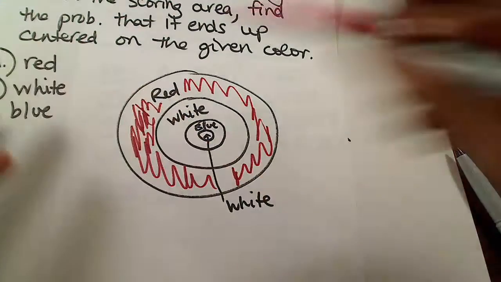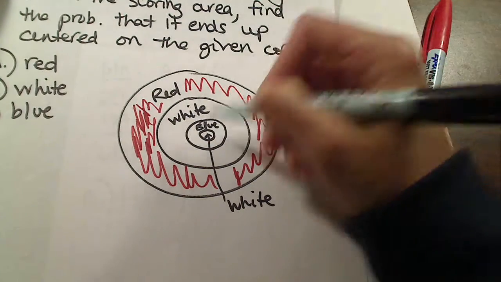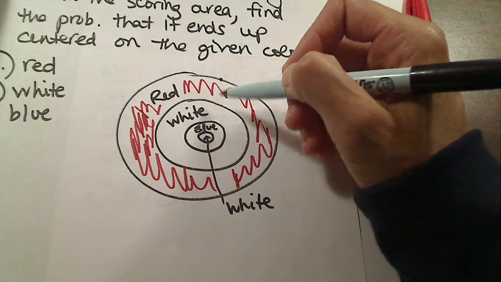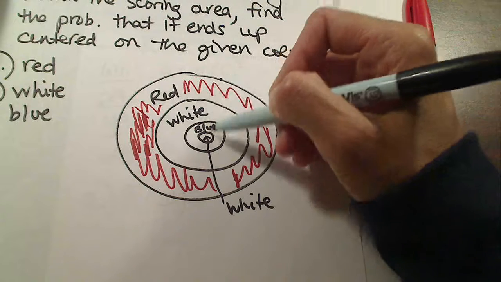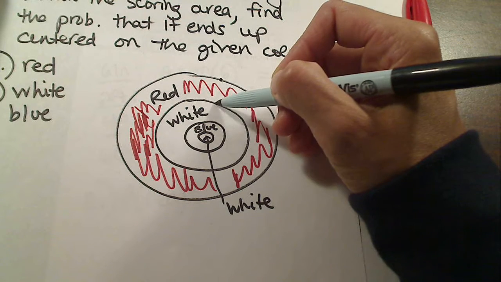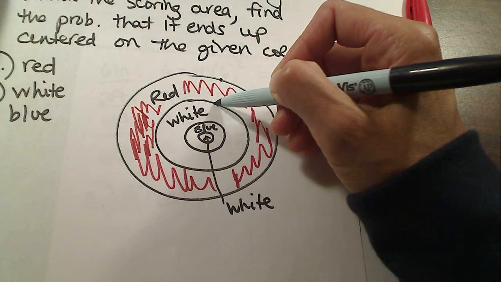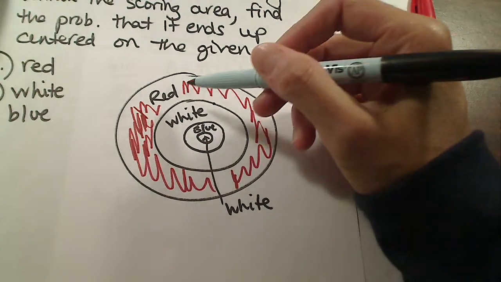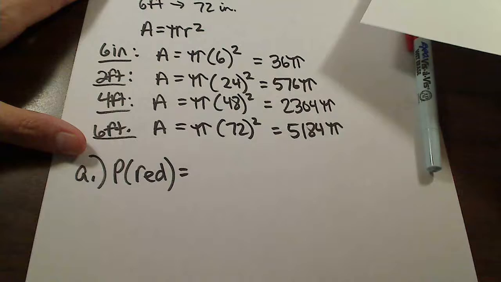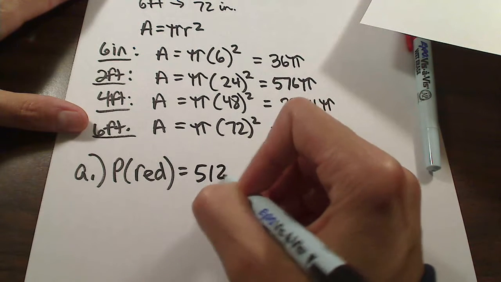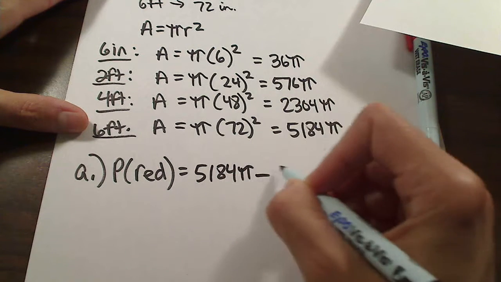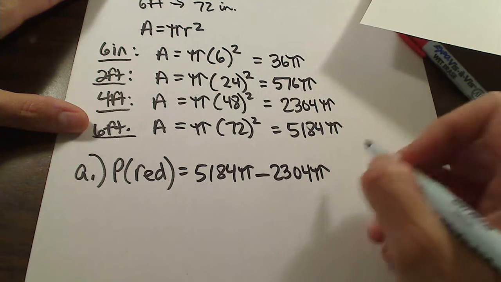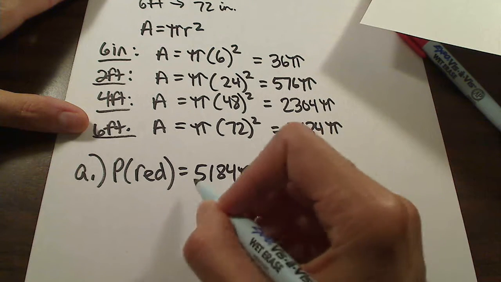Okay, so we know that the radius that goes from the center out to here is 6 feet. And so if I were to take that 6 feet and subtract off the radius that goes from here to here, it would actually give me the area of just the red. So that would be the 5184 pi minus the 2304 pi. And that's the top part.